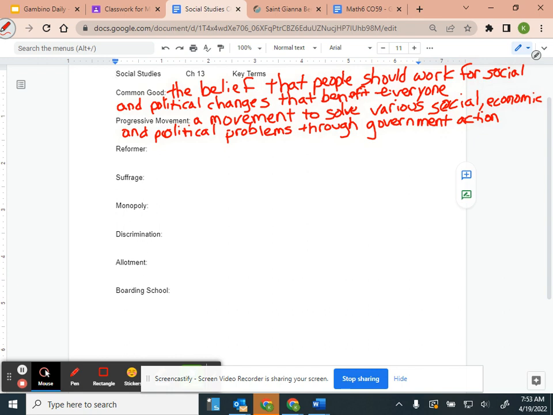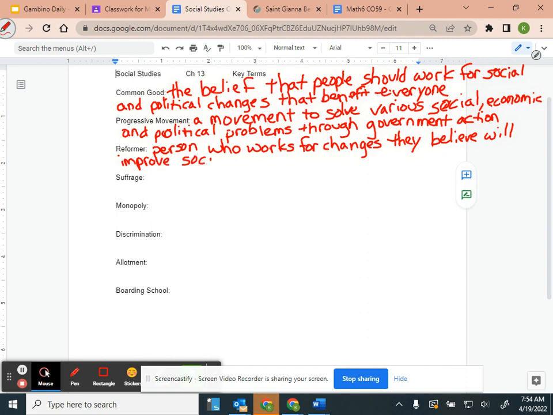So a reformer is the person who works for changes they believe will improve society. So the reformer is the person who is working to make these changes happen.